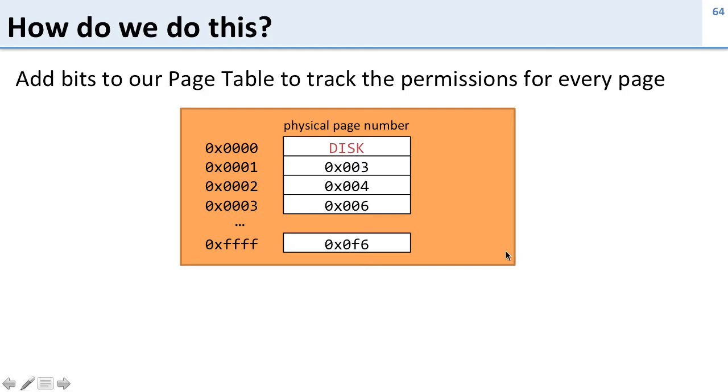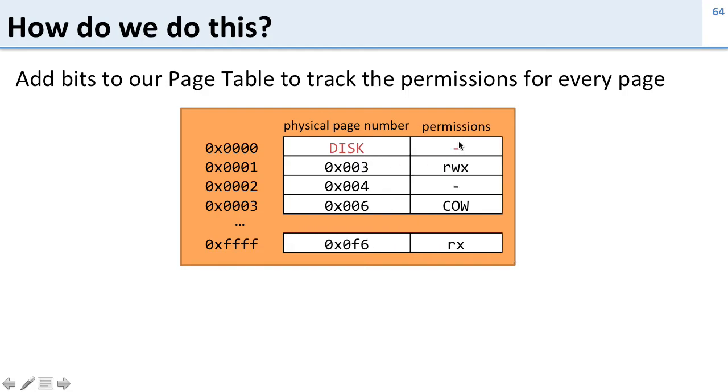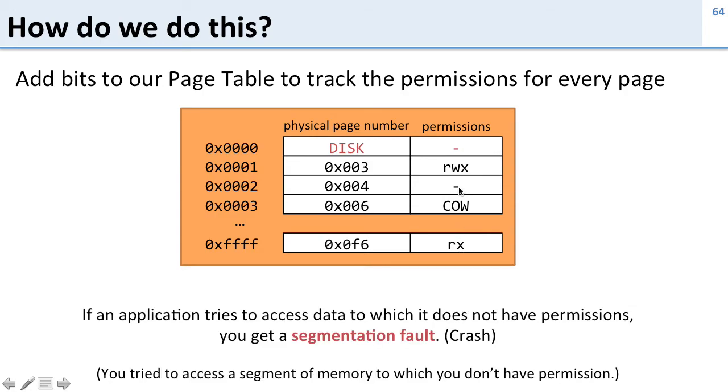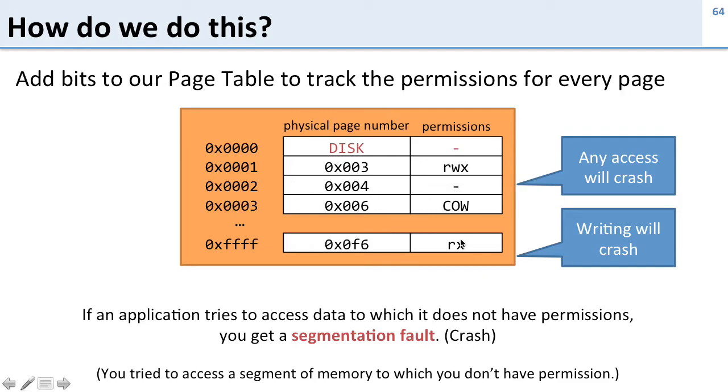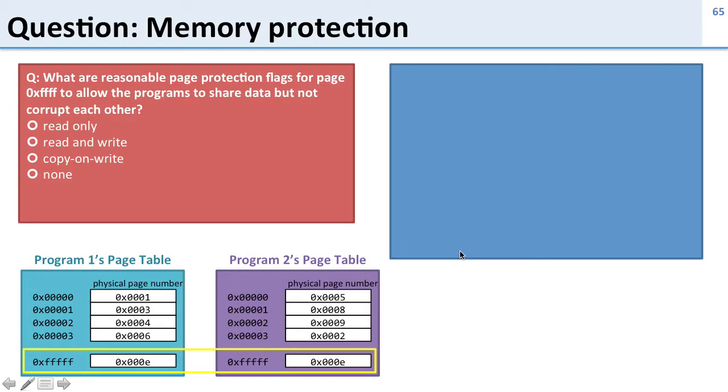Now, how do we actually do this? Well, here's our page table, and we're just going to add some bits to it for permission. And this tells us for each page what we're allowed to do. We can read, write, or execute, copy on write, read, execute, or nothing. So if you try to do something which you don't have permissions for, you get a segmentation fault. So here, if I try to access this page in any way, I'm going to get a crash because I don't have permission to access this page. If I try to write to this page here, I'll get a crash because I only have permission to read or execute it. I don't have permission to write it.